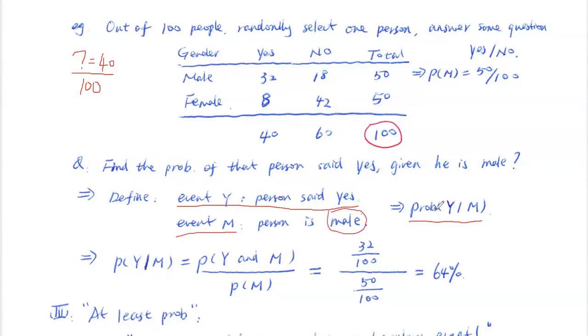So the question here is we want to find out probability of Y given, everybody, given that the person is male. You see that? So that's how we translate human language into the mathematical formula, right? So remember the formula is what? You're given something, you divide by something, right? Divided by probability of M, probability of a male, right? And the numerator is male and answer yes, right?